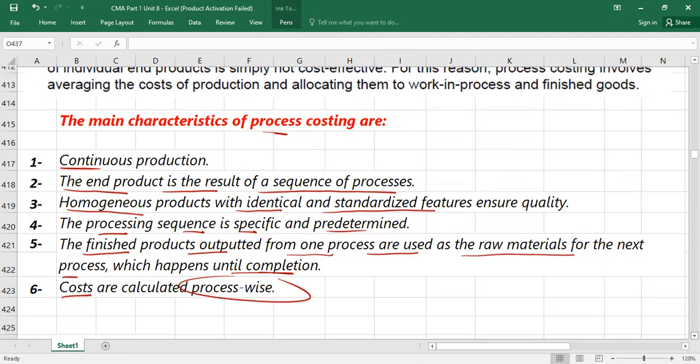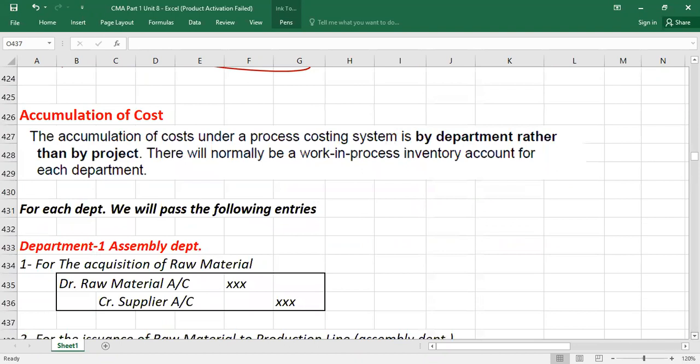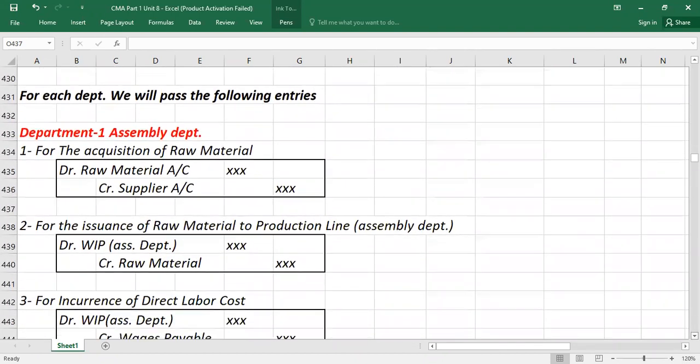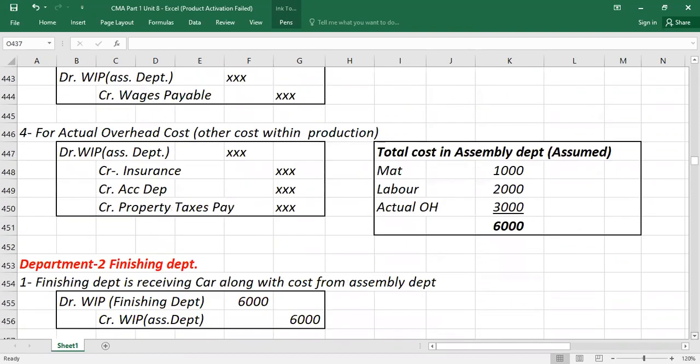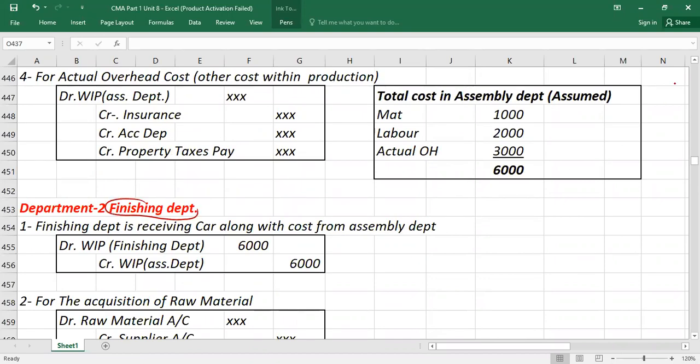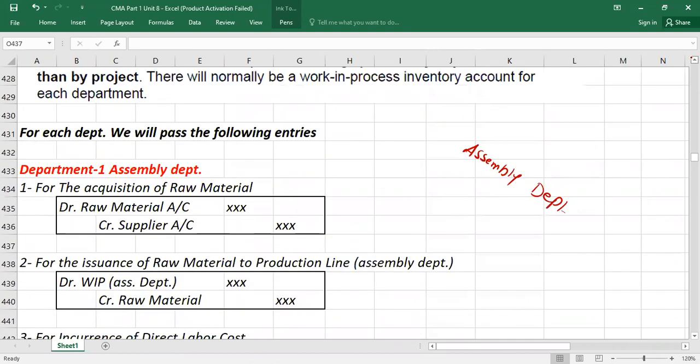Now guys, let me quickly guide you with the help of an example. I'm going to explain the double entries first, because sometimes they might ask you to tell the entry which you can pass in the costing system to deal with process costing. So here we have entries. First, I am assuming, for example, we have two departments. One is the assembly department, and the second is the finishing department.